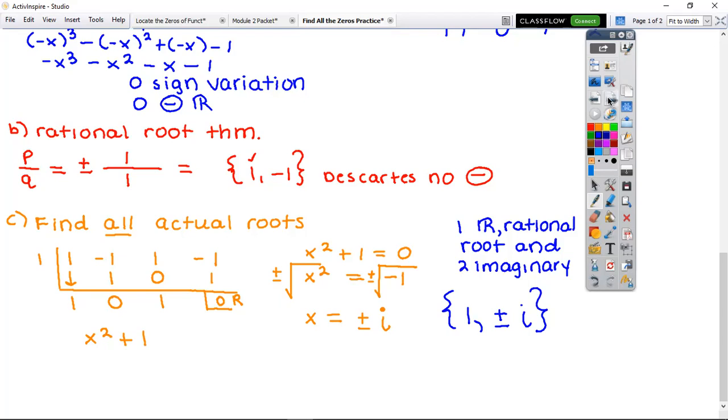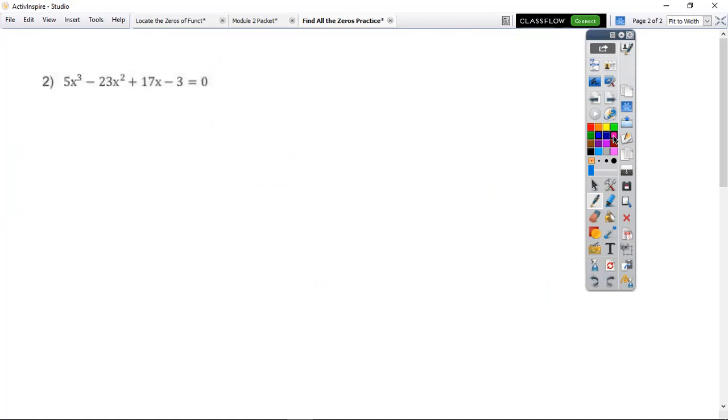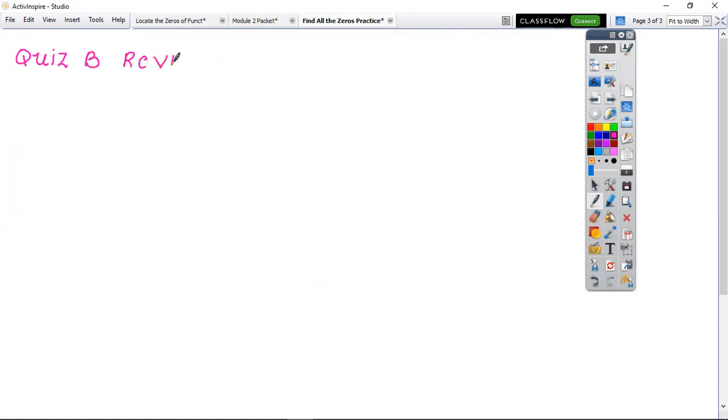So in your notebook, find a place, and you can call this Quiz B review. So this goes all the way back to your factor theorem, remainder theorem, and your rational root theorem too. Quiz B review. All right. Get yourselves organized and start copying when you're ready. You can abbreviate anything you'd like.